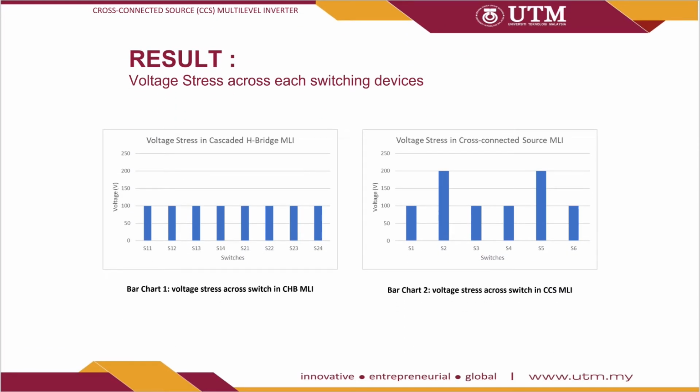From the result, we can observe that all the voltage stress in H-bridge inverters is equal to 100 volt, while for cross-connected source, the highest value of voltage stress is 200 volt. This is because when fewer switch components are used, the voltage across the switch will be much higher, also increasing the voltage stress, which is one of the disadvantages of this topology.